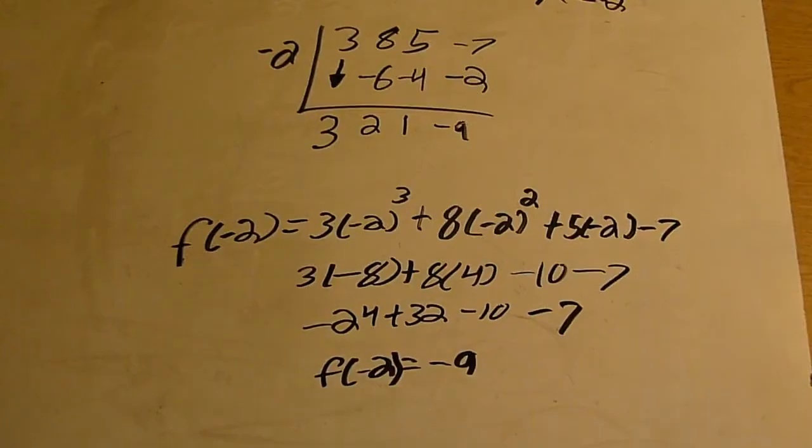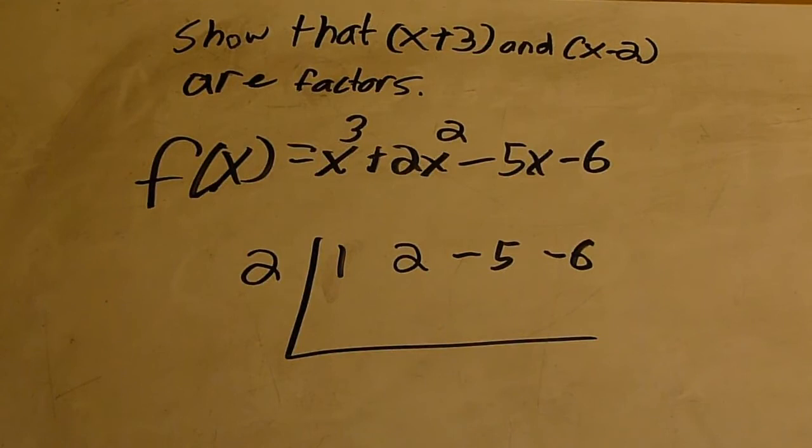To check our remainder, we will plug in negative 2 to our original function, and we find out that f of negative 2 equals negative 9, which is a point on the f graph. Now for factor theorem, we will be factoring the equation x cubed plus 2x squared minus 5x minus 6. The two factors we were given are x plus 3 and x minus 2, which we will use synthetic division to figure out if they are truly factors.